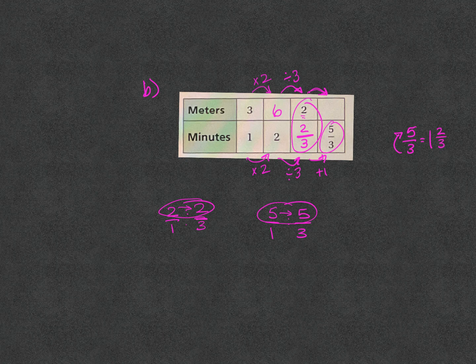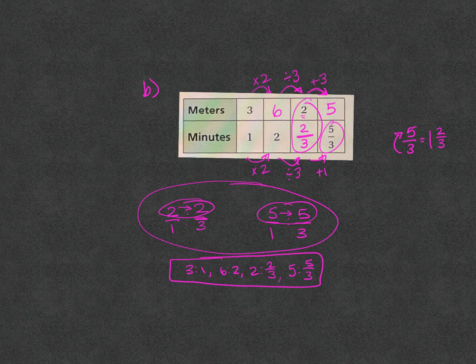So 2 plus what gives me 5? Well, I just have to add 3 more. So my answer on the top there will actually be 5. But this is the work you have to do to figure that out. My total answer for this problem will be 3 to 1, 6 to 2, 2 to 2/3, and 5 to 5/3. So this would be what the answer would be if you were writing it out on a test or checkpoint or something like that.